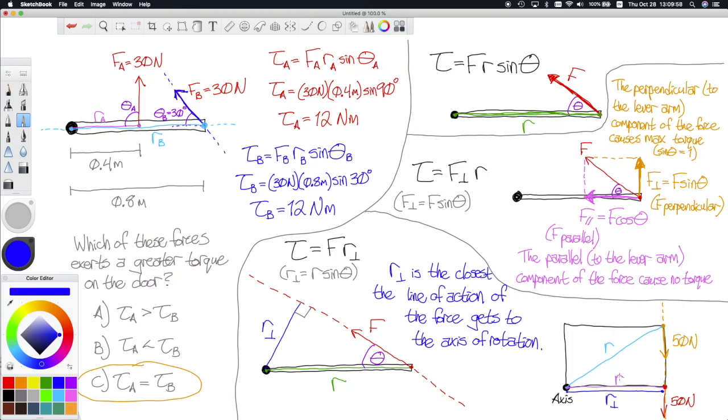So these other two ways of calculating the torque can be helpful, and they can be useful for thinking through problems, especially problems where they feel like they don't give you all of the information you need. But ultimately, if you just want to plug in to F R sine theta, that will pretty much always work.